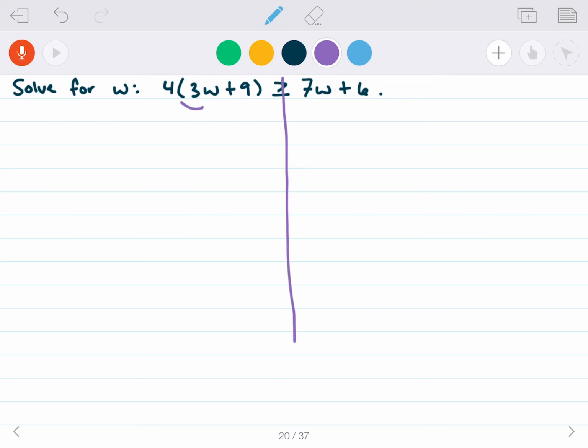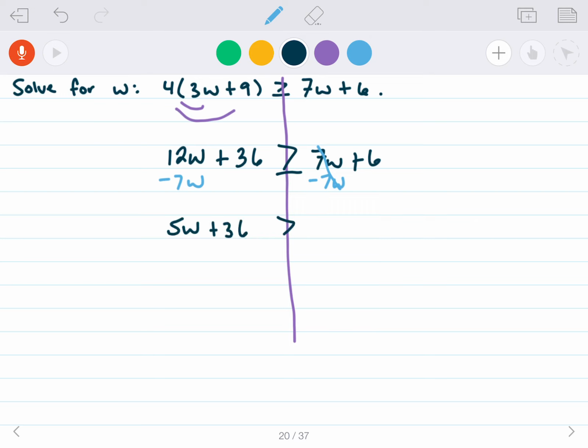Alright, so I need to use the distributive property first of all. So 4 times 3w is 12w. 4 times positive 9 is positive 36. So I just wanted to get rid of that to start out with. And now I want to group my w's together. So I'm going to start by subtracting 7w from both sides to get the w's on one side. And I get 5w plus 36 is greater than or equal to 6. Let's go ahead and subtract 36 from both sides.